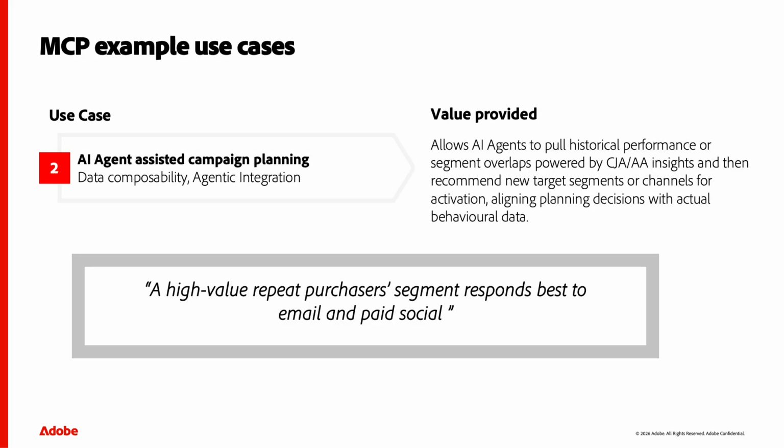Second, you can use AI to assist with campaign planning. An AI agent can look at historical performance and segment overlaps from Customer Journey Analytics and Adobe Analytics, then suggest which audiences or channels to focus on next. For example, it might highlight that a high-value repeat purchasers segment responds best to email and paid social and recommend campaigns that double down on those behaviors.